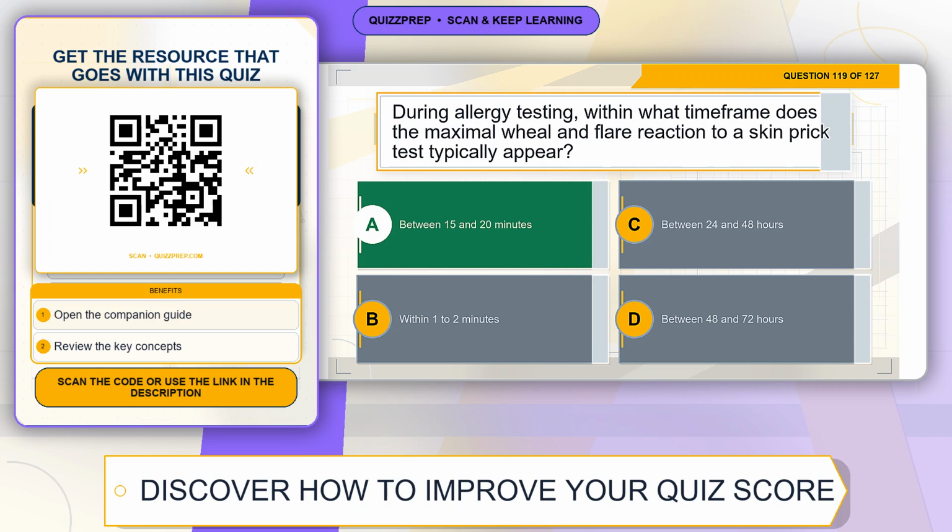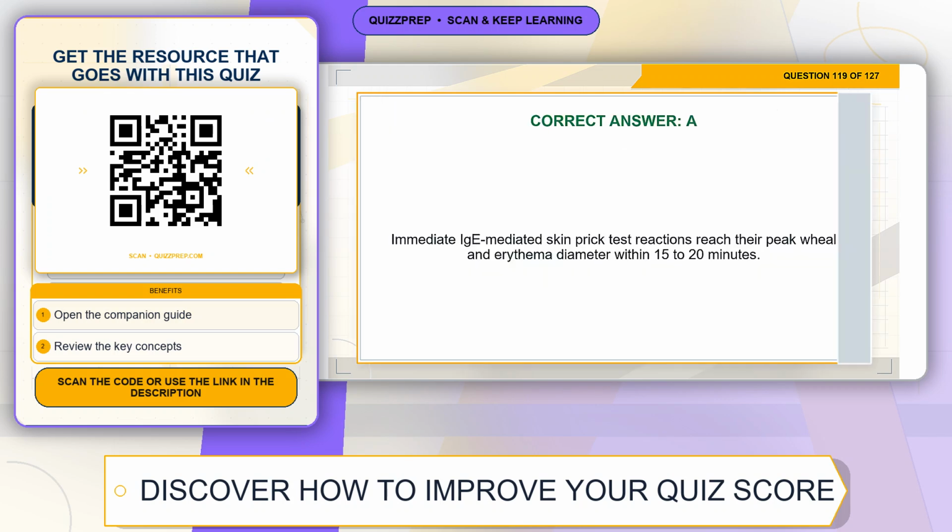Between 15 and 20 minutes. Explanation. Immediate IgE-mediated skin prick test reactions reach their peak wheal and erythema diameter within 15 to 20 minutes.